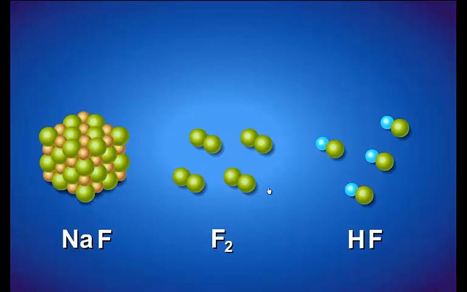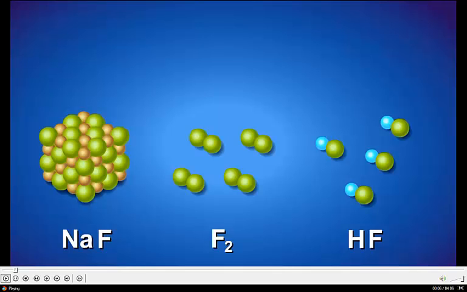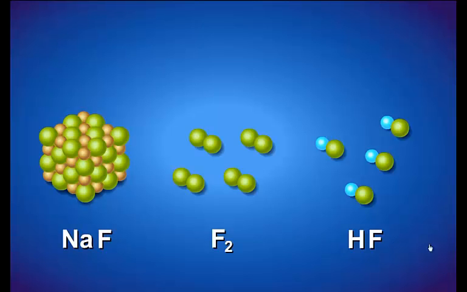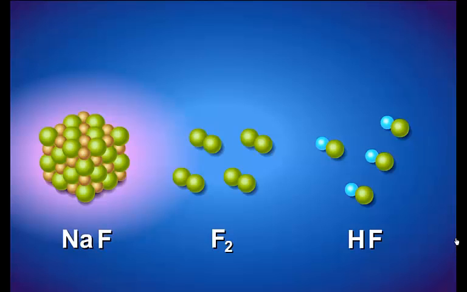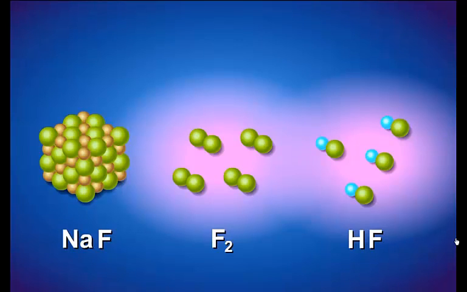Atoms tend to gain, lose, or share electrons to achieve a stable noble gas electron configuration, an octet of electrons. In ionic bonding, an octet is formed by transferring one or more valence electrons from one atom to another. In covalent bonding, an octet is formed by sharing valence electrons between atoms.